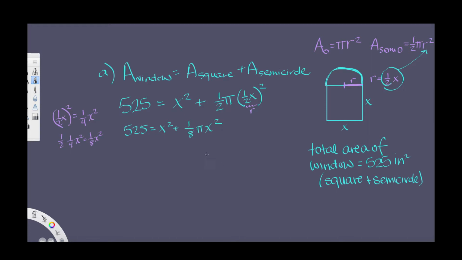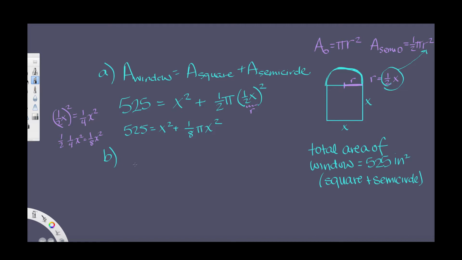Okay, and at this point, we can grab our calculators and find basically the intersection of x squared plus 1/8 pi x squared and 525. Right, so we would graph those two things, which I'll do in a minute, and find the intersection point or points. But we could also just solve this algebraically because we have like terms here. I mean, it's a little ugly, but we do have like terms. So I'm going to just go ahead and solve it algebraically, and then I'll show you what it looks like when we graph it.